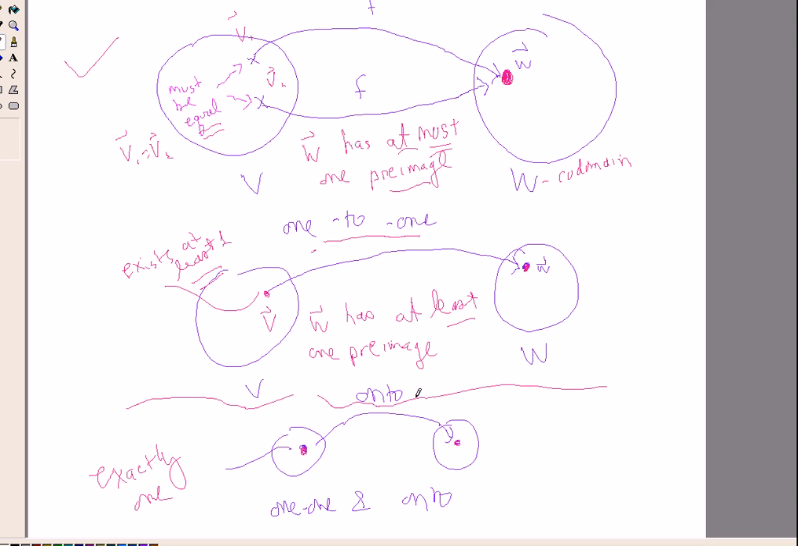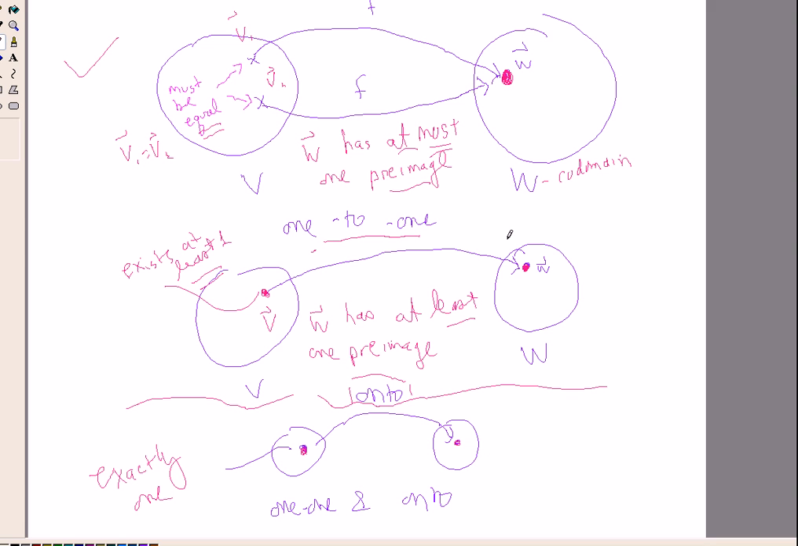Now we're about to show onto. Onto, the case is a little bit different. We take any vector w in the codomain W, and what we want to do is show that there exists at least one element in the domain that maps to that element w in the codomain.